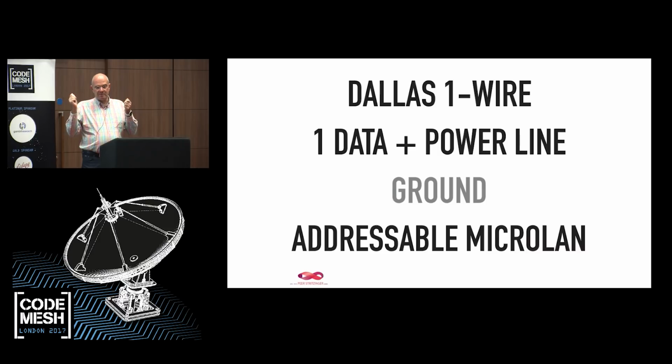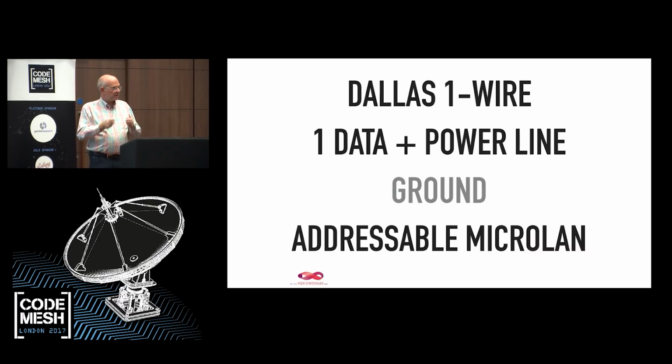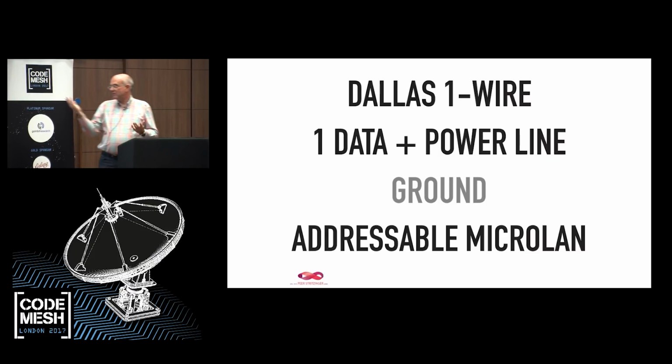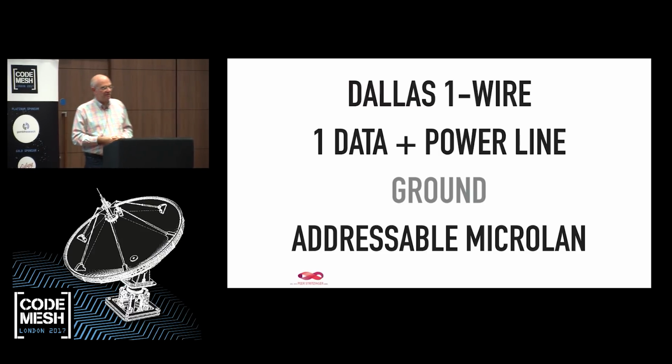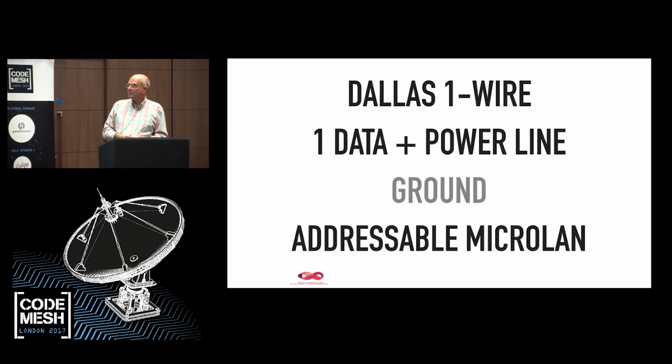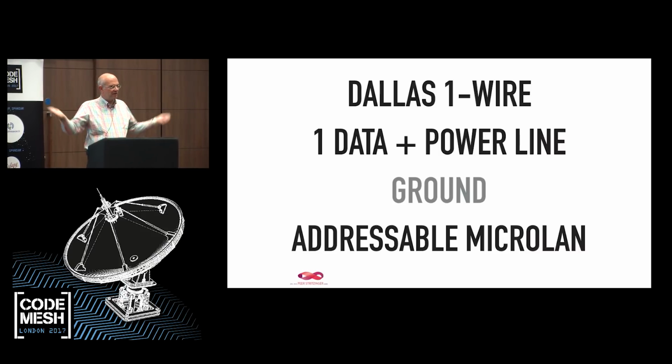So you can have simple sensors, like temperature sensors or something. You can actually power them from the line. So you just wire them, and it's also a bus. It's called addressable micro LAN, the other word the marketing of Dallas coined back then. You can have lots of, I think, 70 sensors on one wire.